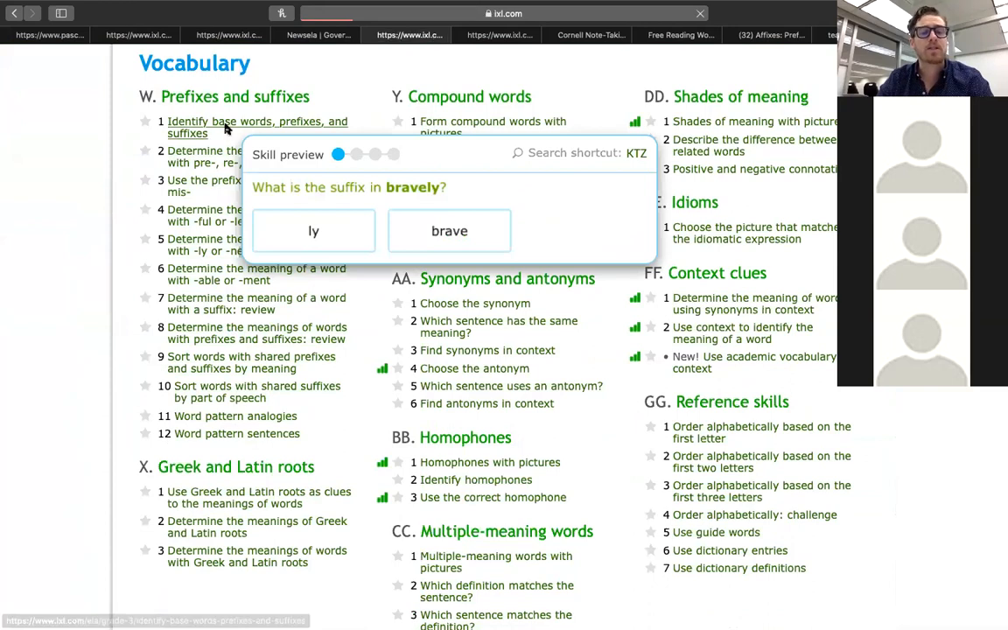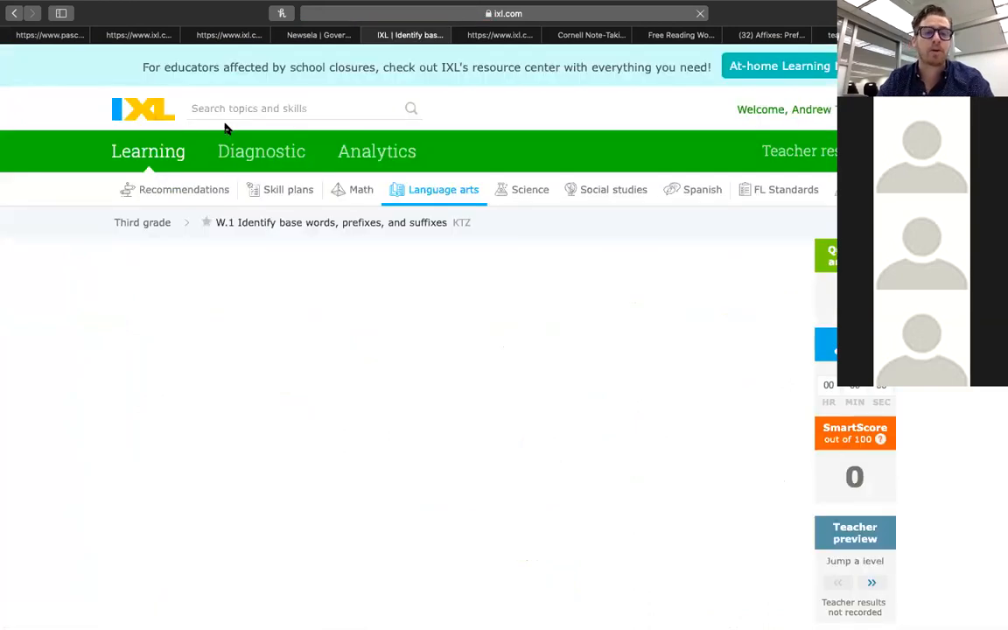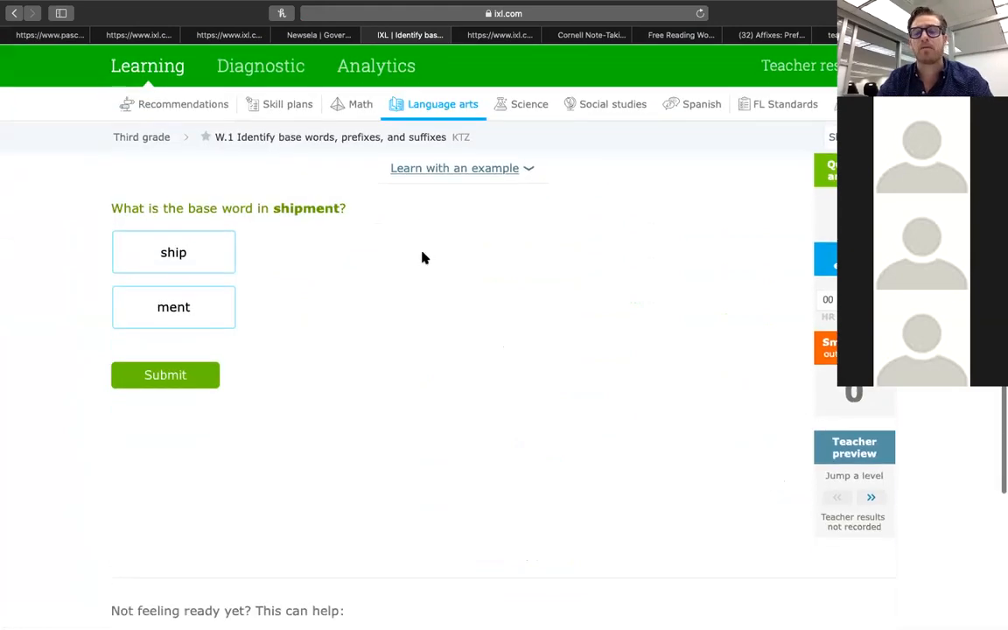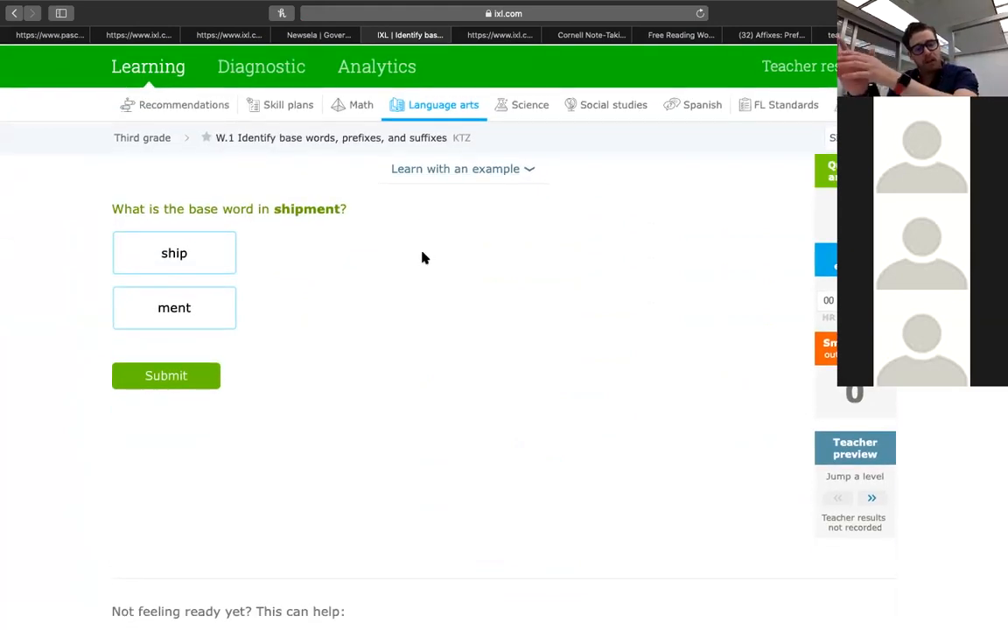So let's look at the difference between the base word, prefixes, suffixes, and then you can do some of this practicing. And we want to move always from that lower level into the high school level, 8, 9, 10, 11, and 12. Okay, so what is the base word for shipment? Is it meant or ship? What's the base? The most important part of the word. This one's not an easy one.